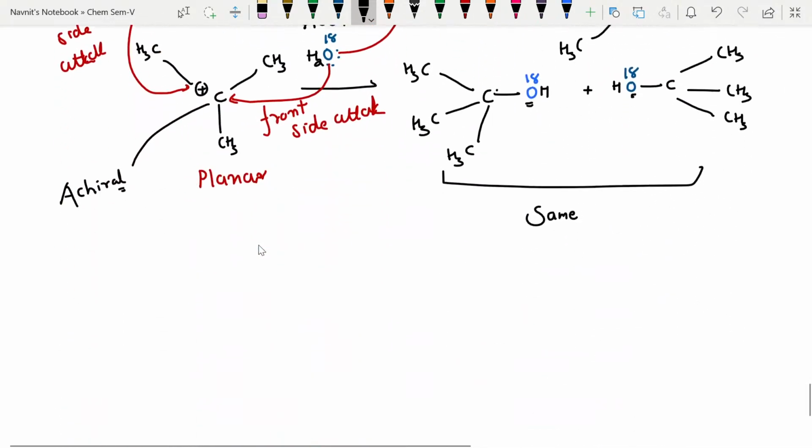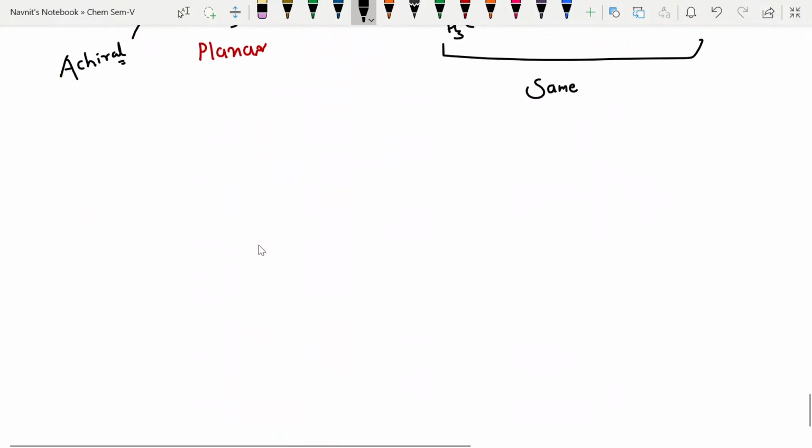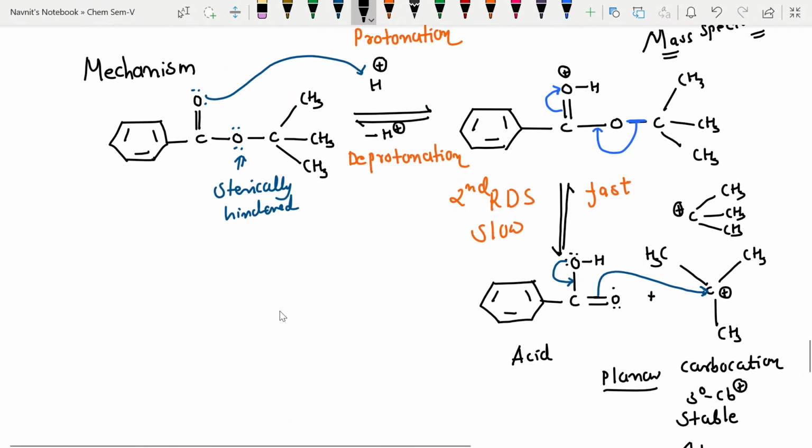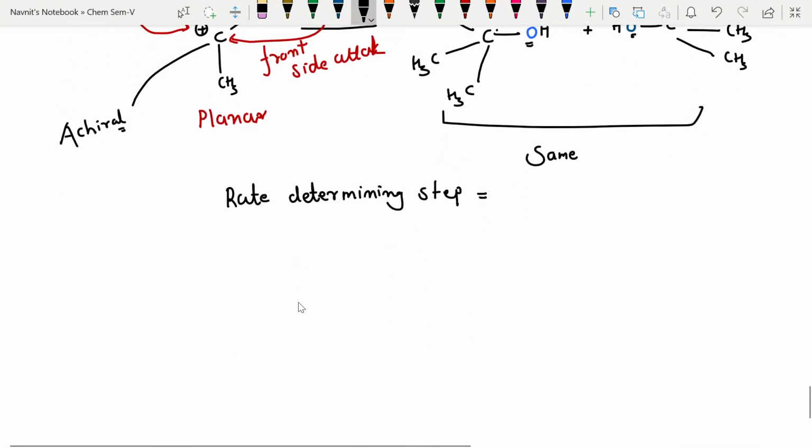So let's talk about the rate determining step. Which is the rate determining step? The second step is the rate determining step.